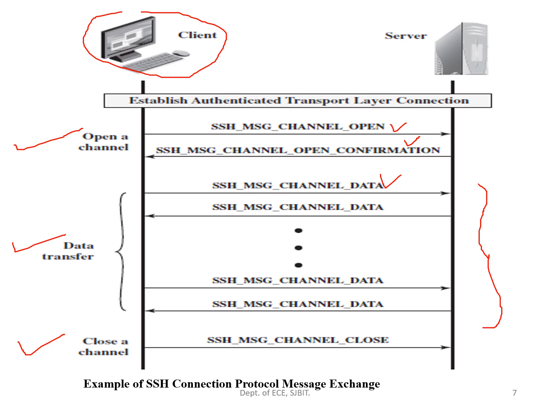After the data transfer, the client is going to send the message that the channel is closed: SSH message channel close. For this channel closing information, the server will not acknowledge. Once the server receives that the channel is closed, the server will automatically close the channel. This figure gives the information on how the messages will be exchanged in the Secure Shell connection protocol.